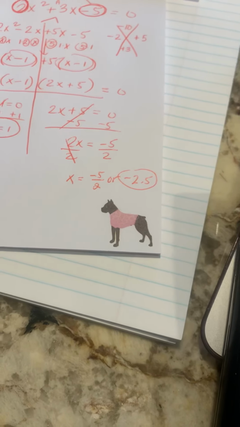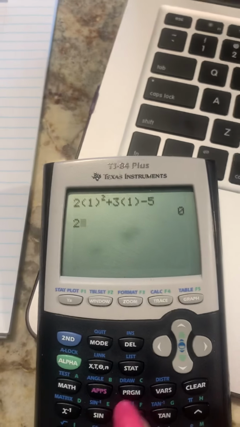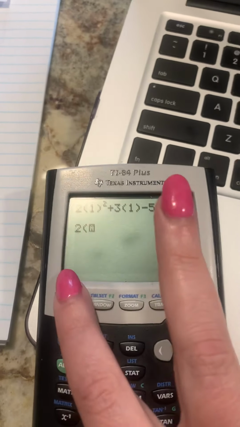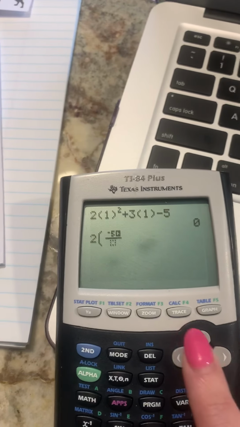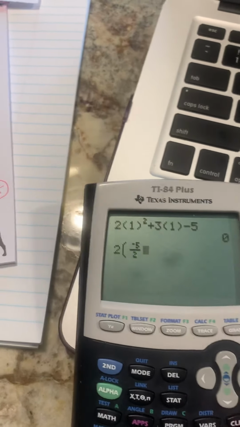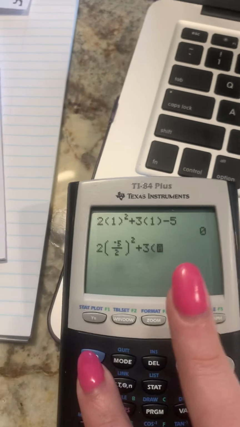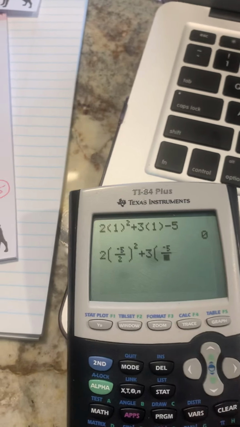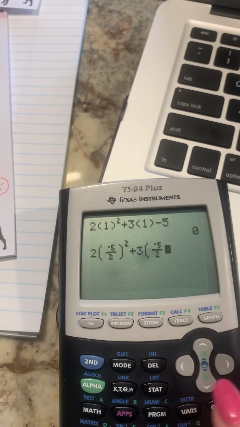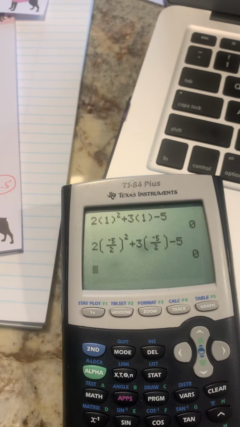You can do it either way, fraction or decimal. Let's say I'm doing the fraction. I need to use alpha y equals, remember that, and hit enter. My fraction is -5/2, so I'm going to use that instead of my x and replace it using my alpha y equals key. Or I can do it in decimal form. Either way is fine. And when I do that, I also get 0.